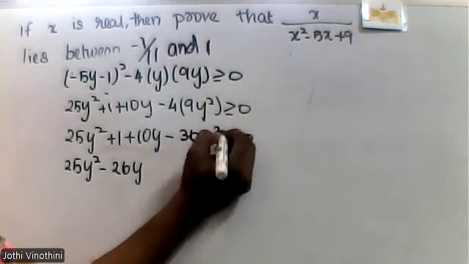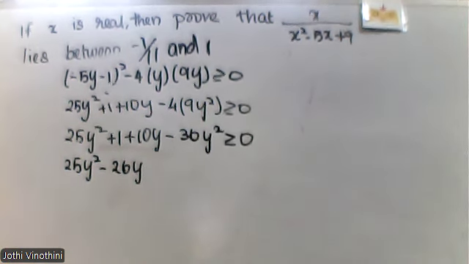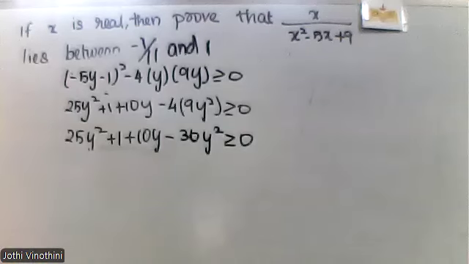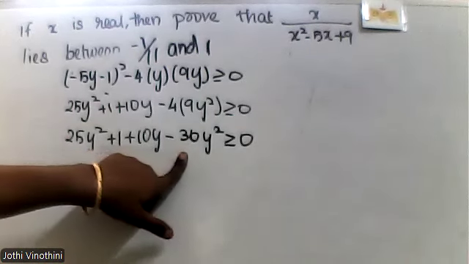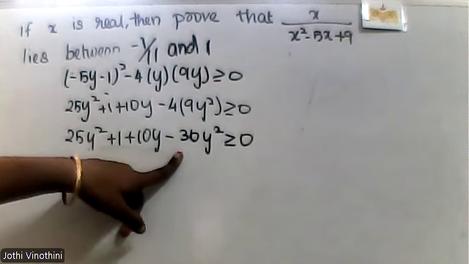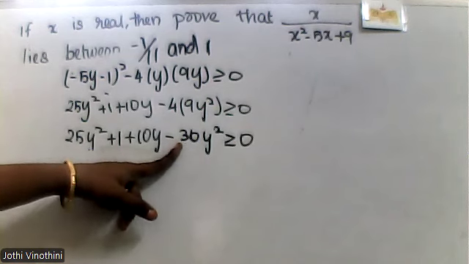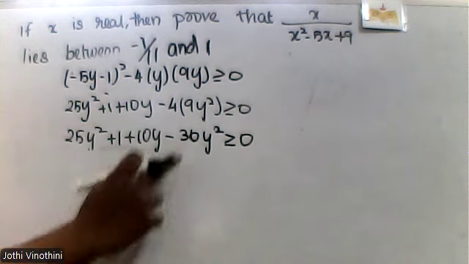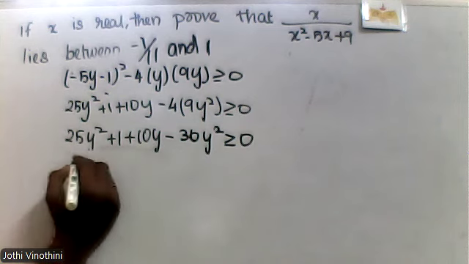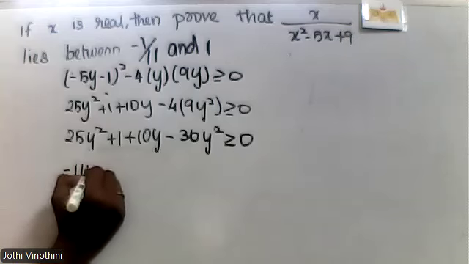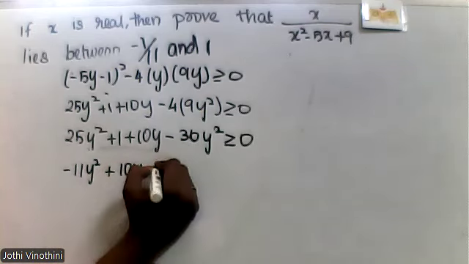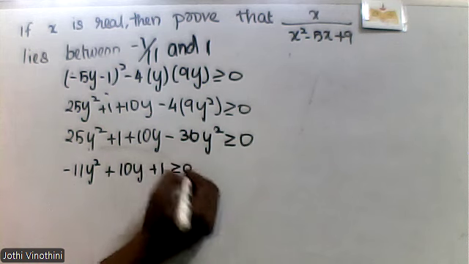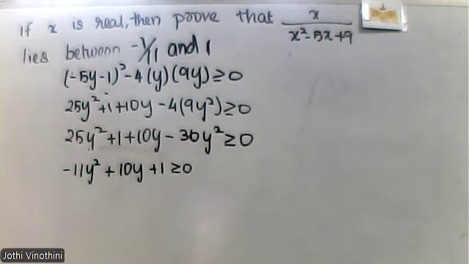Sorry, it's y squared. Here it is 25y squared, and here it is 36y squared, which is negative. So minus 36 plus 25, what do we get? We get minus 11y squared plus 10y plus 1 must be greater than or equal to 0. Clear?